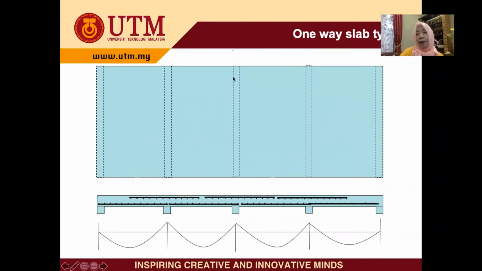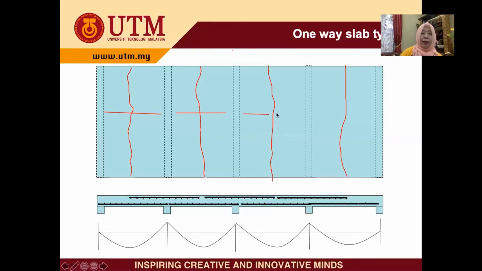If you have a series of slabs like this, you can see here there's no beam. What you can do is imagine where the cracking is. The crack will happen here at the middle, also at the middle here, and here. Therefore, we need reinforcement to avoid the crack. The reinforcement required is in this direction, this direction, and also this direction.